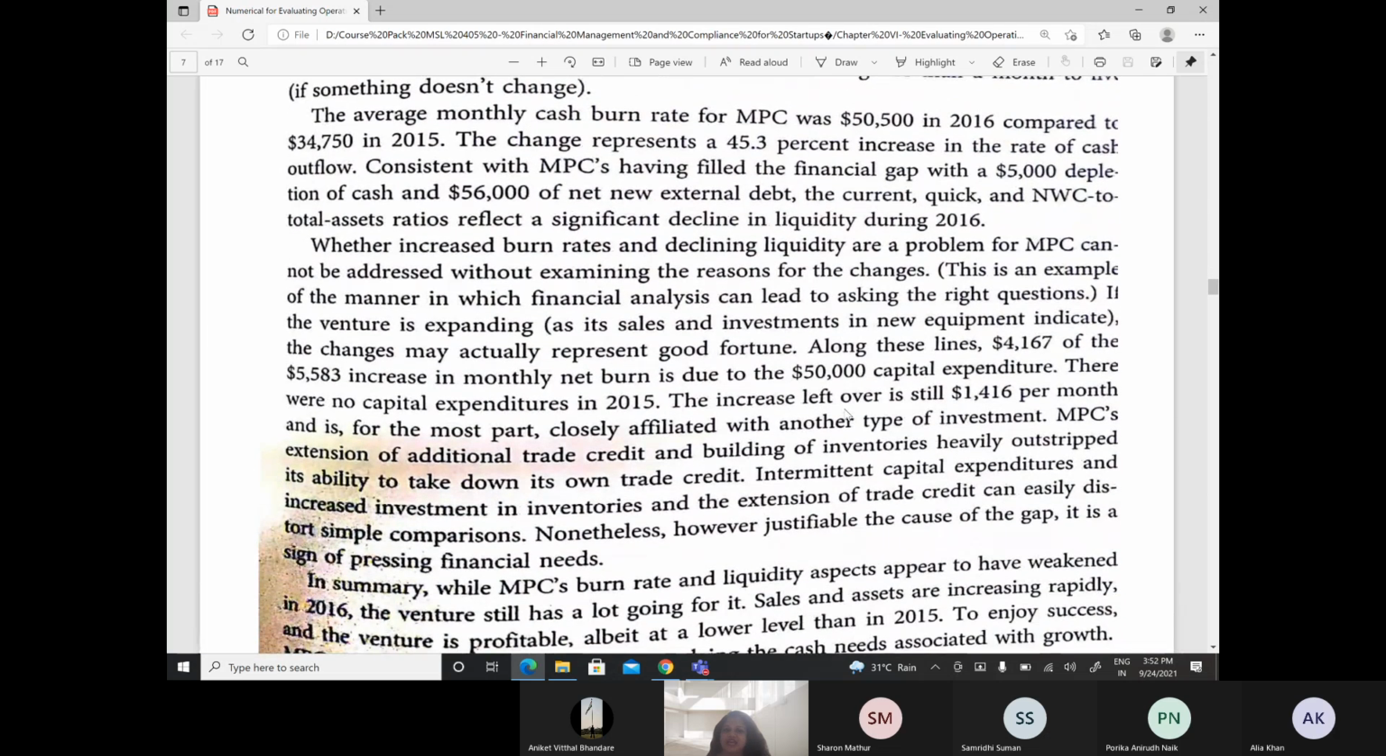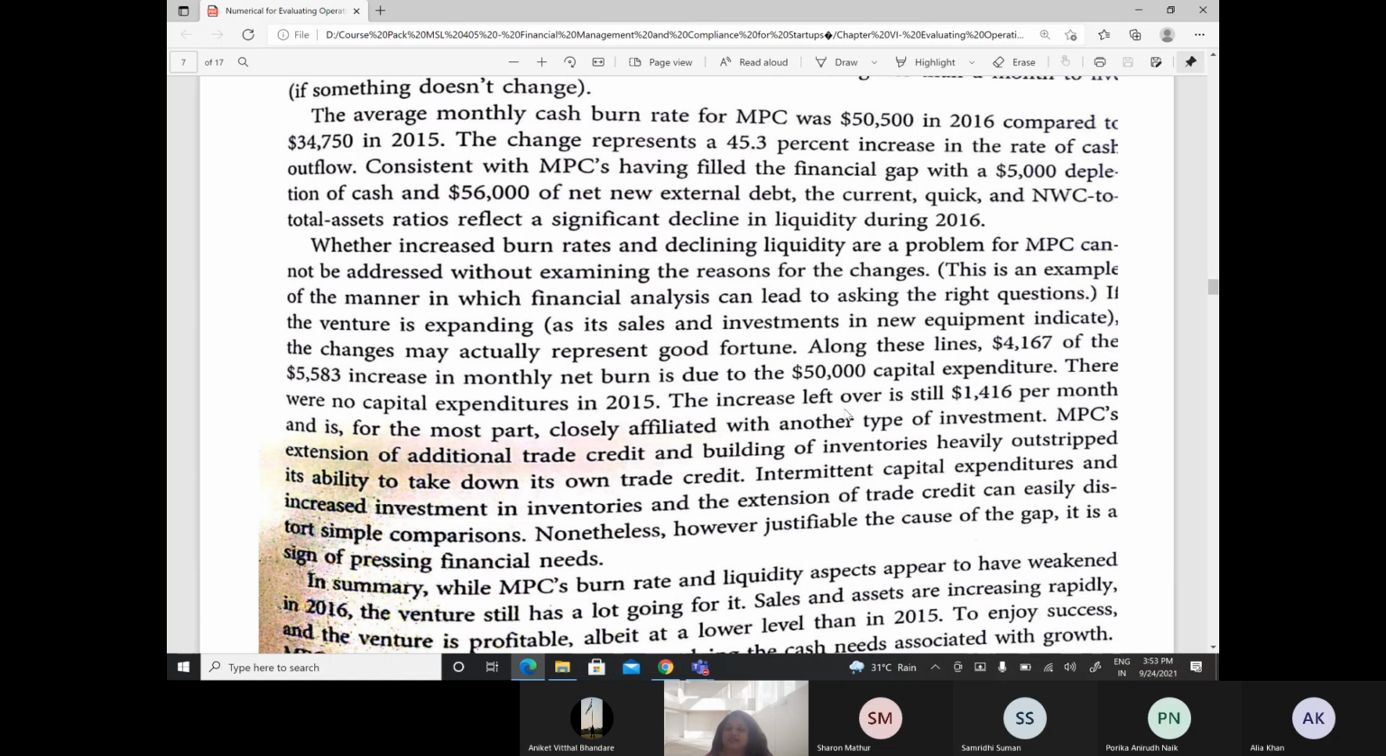The average monthly cash burn rate for MPC was $50,500 in 2016 compared to $34,750 in 2015. The change represents a 45.3% increase in the rate of cash outflow. Consistent with MPC having filled the financial gap with a $5,000 depletion of cash and $56,000 of net new external debt, the current, quick, and net working capital to total assets ratios reflect a significant decline in liquidity during 2016.